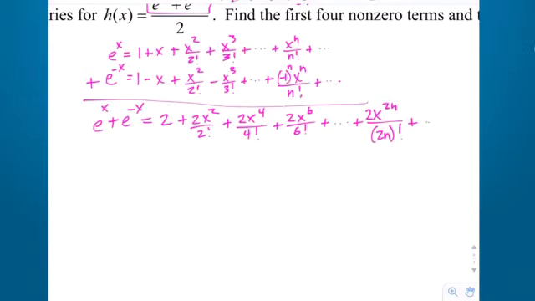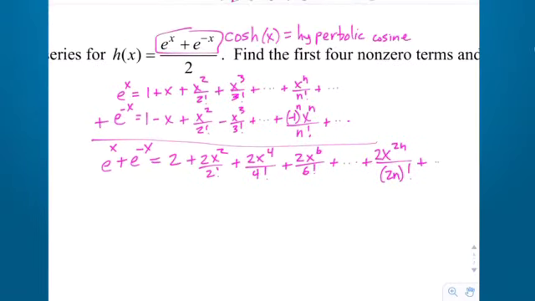And then plus dot, dot, dot. And now the last thing I need to do is divide everything by 2. So that's the same thing as multiplying everything through by what? 1/2. So that's what I'll do. I'll multiply everything through on the right by 1/2.